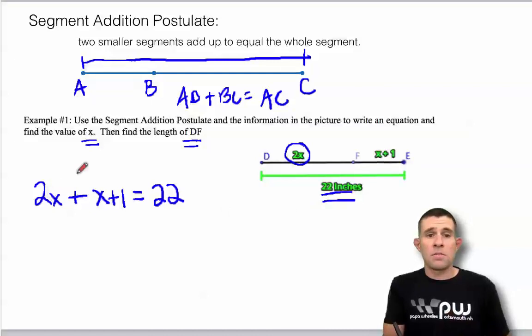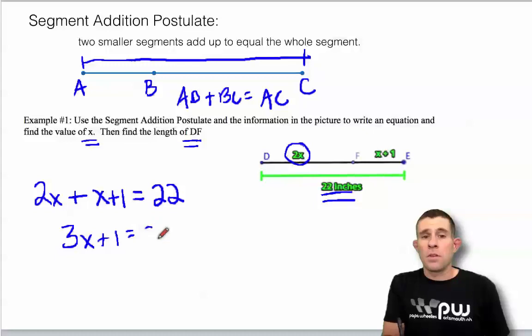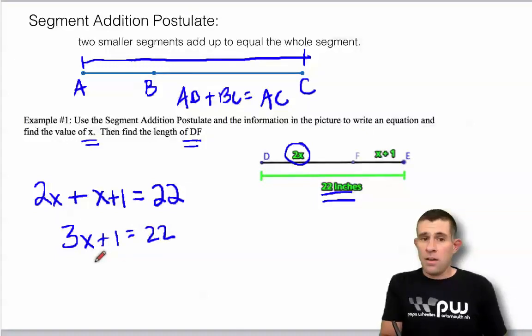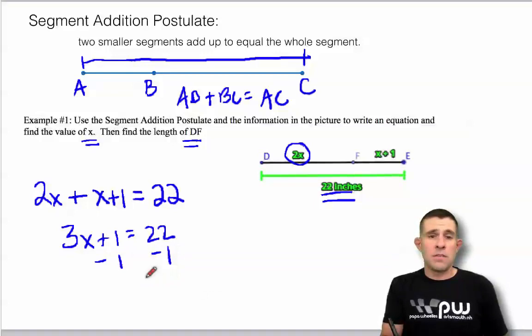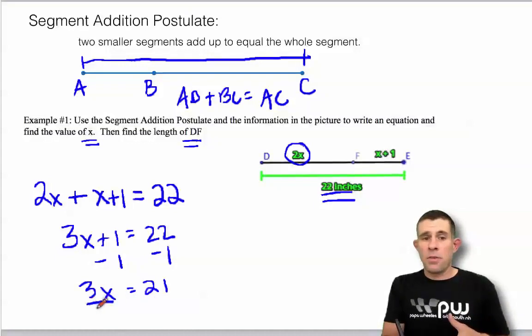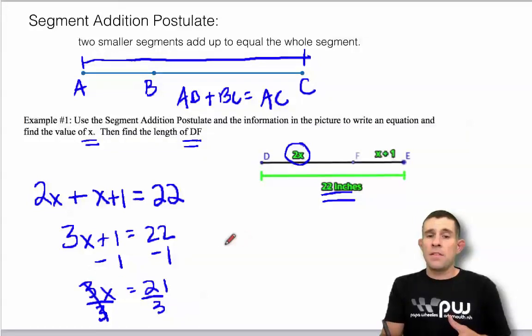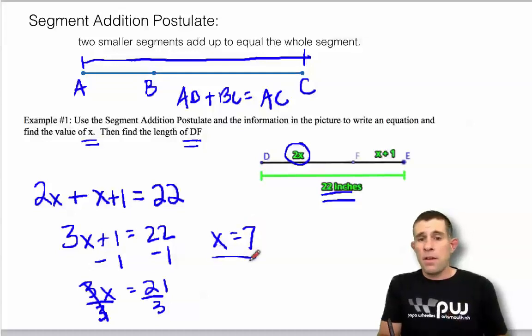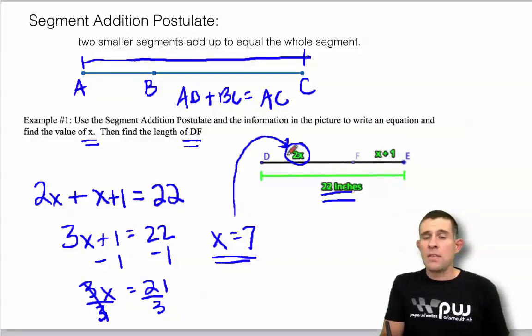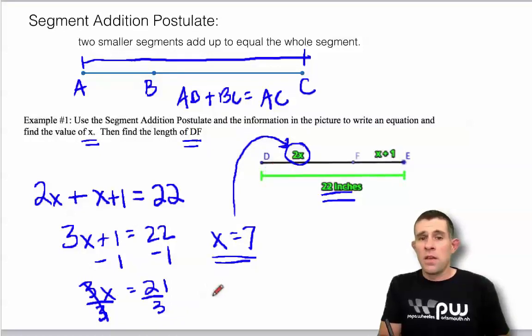We're going to combine like terms. 2x plus 1x is 3x, plus 1 is equal to 22. We're going to get x by itself by subtracting 1 over from both sides of the equal sign. Now we have 3x equals 21. Now we're going to get rid of the 3 that's attached to the x by multiplication by dividing both sides by 3. And now we get x is equal to 21 over 3, which is 7. So I found my value of x. I can now substitute this back into my expression for DF to come up with DF is equal to 14 inches.